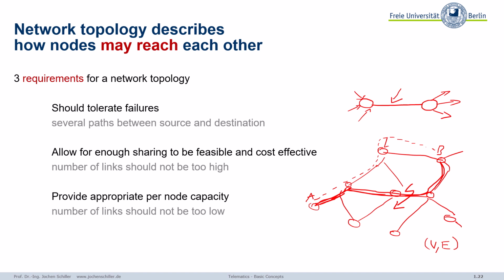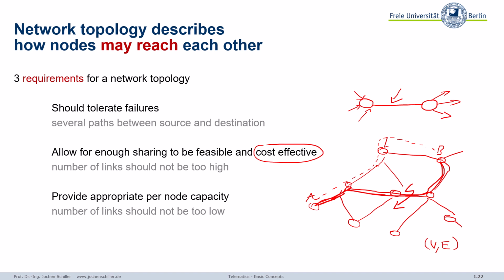Well, maybe not too many, because everything has to be cost effective. We should be able to share links for different connections, but we cannot install an arbitrarily high number of links or just high capacity. So we have to balance this. It must be enough for sharing. The sharing must be possible. It must be cost effective. It should not be too high, but it should also not be too low.